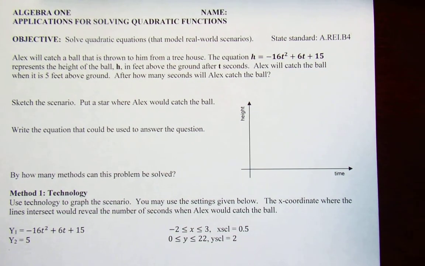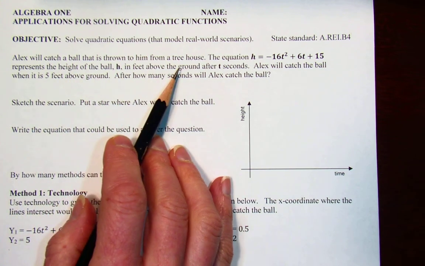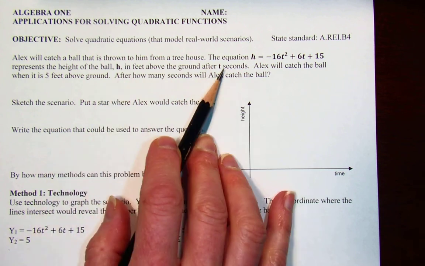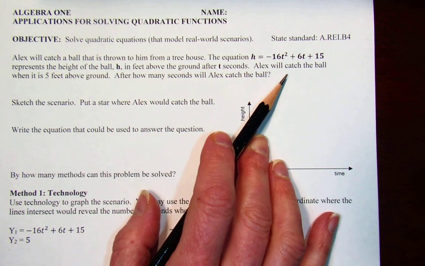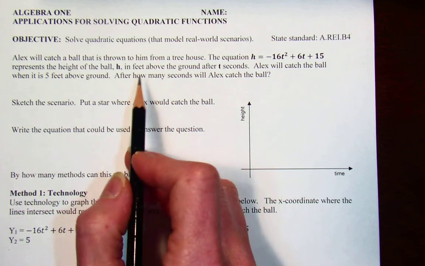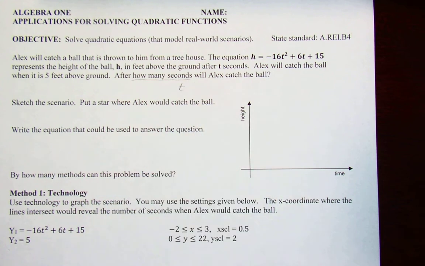For our first scenario, Alex will catch a ball that is thrown to him from a treehouse. This is the equation that models the scenario. H is feet above the ground and t is seconds. Alex will catch the ball when it is 5 feet above the ground. After how many seconds will Alex catch the ball? So if we're looking for how many seconds, that's the value of t. We're looking for the time, which is the same thing as the x coordinate.